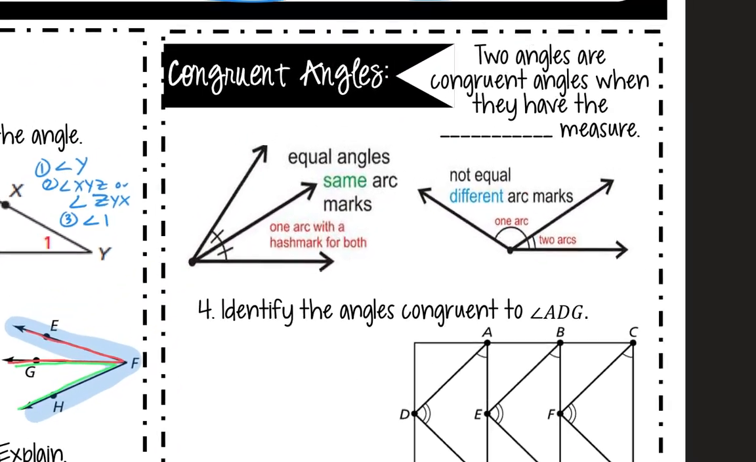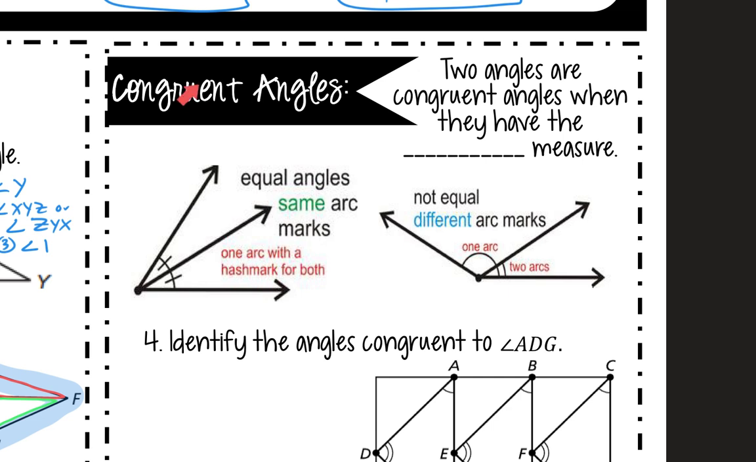Keeping that in mind, let's go on to our next part. We're going to talk about what congruent means. You've heard the word congruent. Congruent means when angles have the same measure. When they have the same measure, that's when they're called congruent. Here's how we know if they're congruent, with this symbol. Equal angles have the same or equal measure.